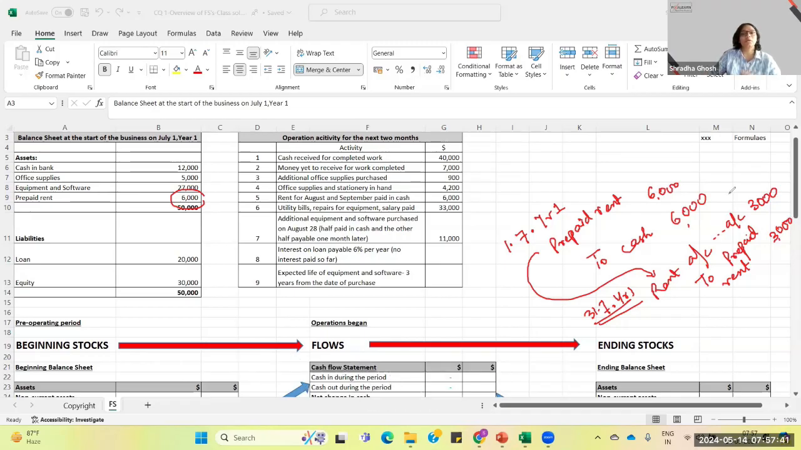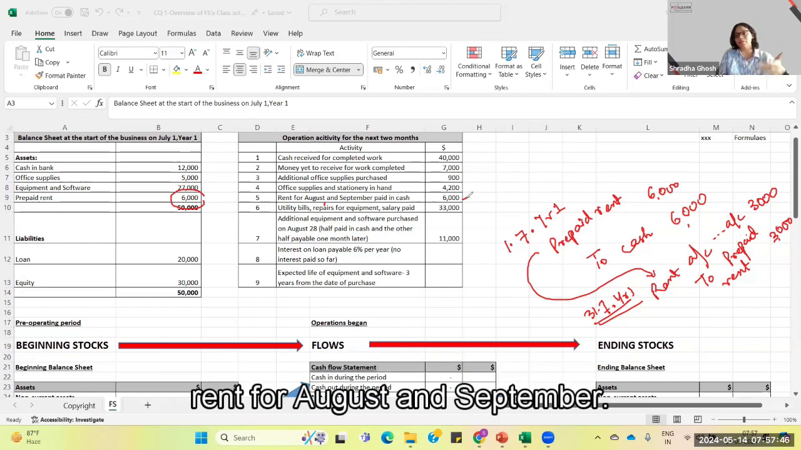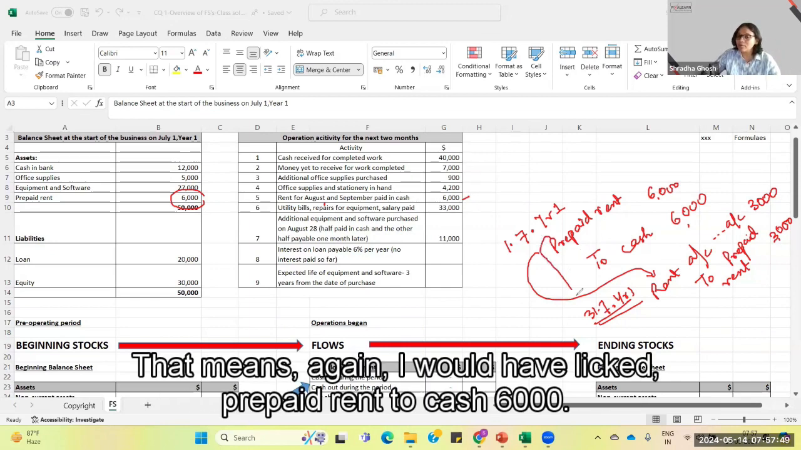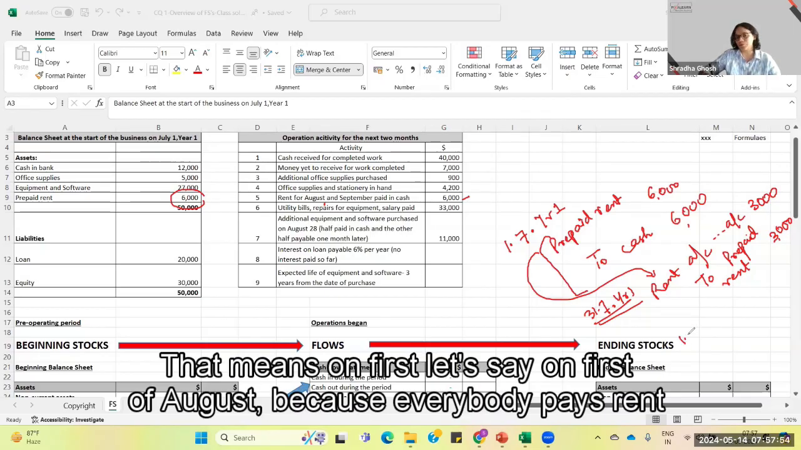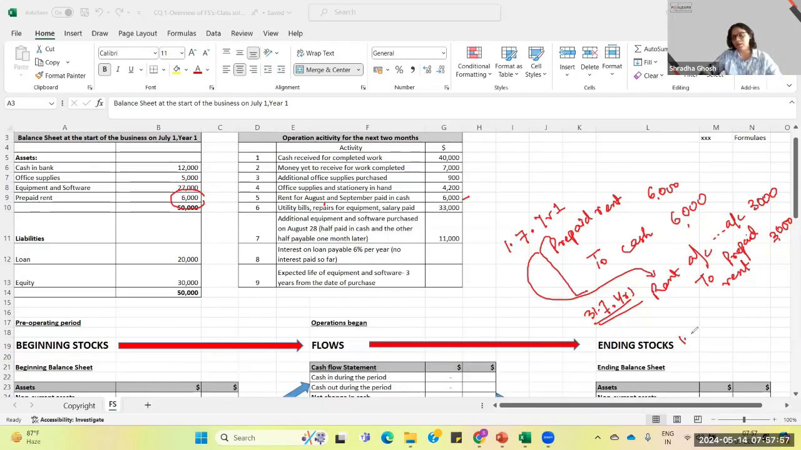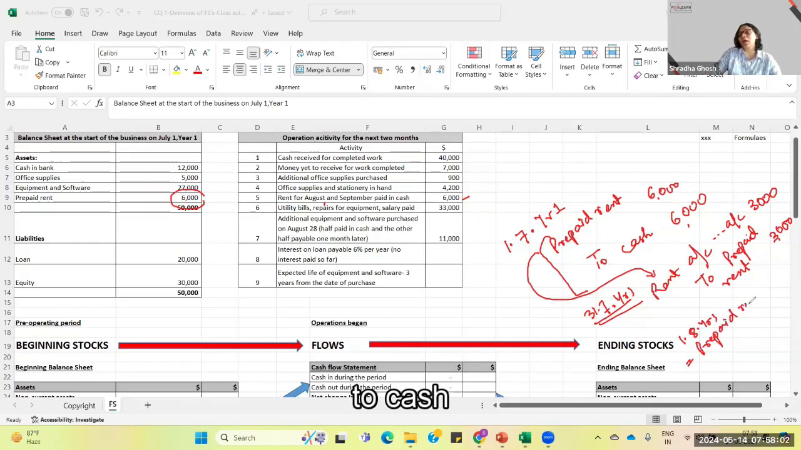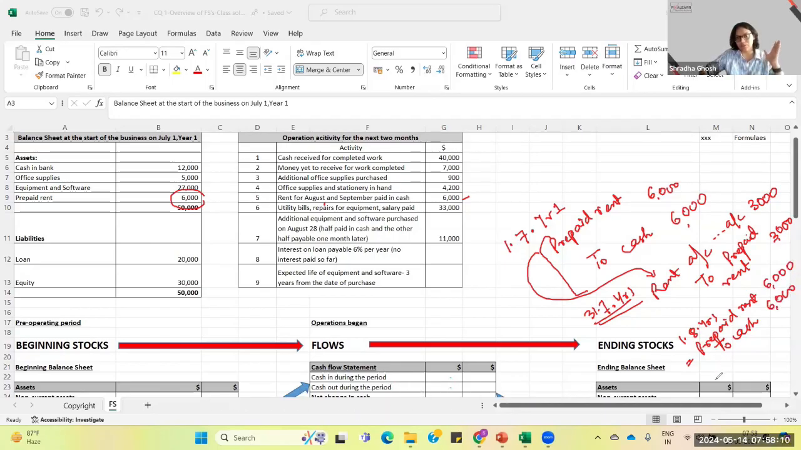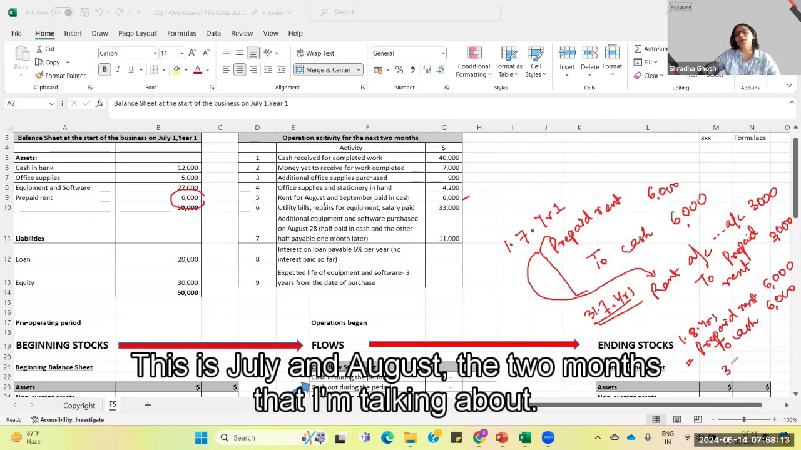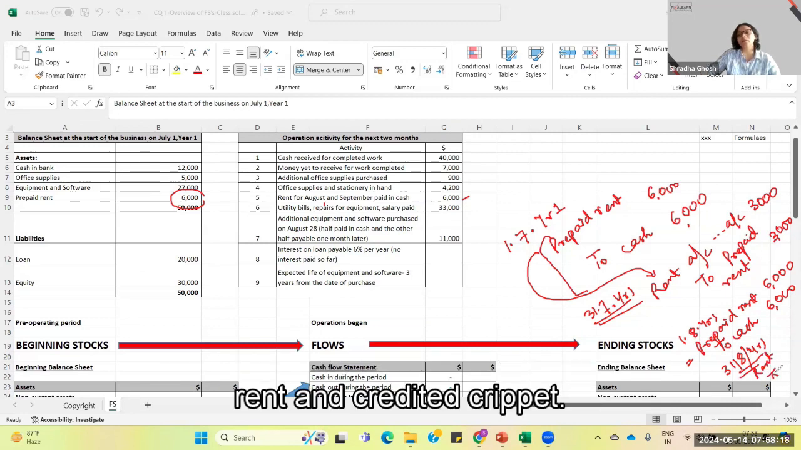Yes or no? Yes. Then what I did, I again went and in the month of August, I paid prepaid rent for August and September. That means again I would have debited prepaid rent and credited cash 6,000. Let's say on 1st of August, because everybody pays rent in advance, right? So on 1st of August, year one, I would have again done prepaid rent to cash 6,000. Is this clear? Yes. And then again at the end of August, this is July and August, the 2 months that I'm talking about, on 31st of August, I would have made an entry where I would have debited rent and credited prepaid.